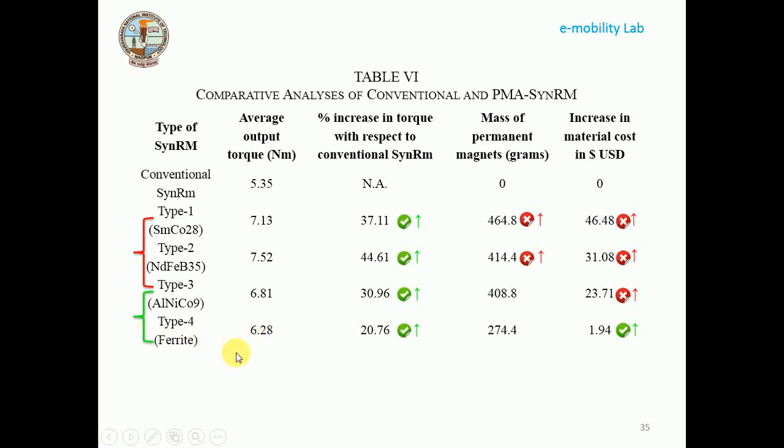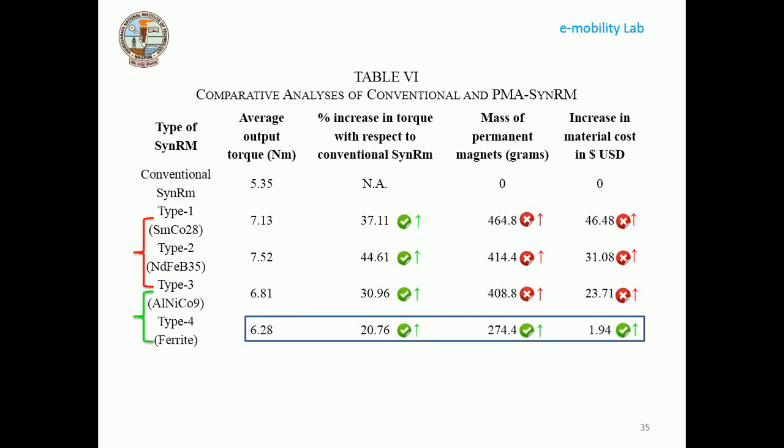How the length of the magnet, the width of the magnet, and the shape of the magnet have to be chosen are again very complex things that I am not covering in this session. Of course, you can go to the literature if you want. So as I told you, this is a better choice for light electric vehicle applications.